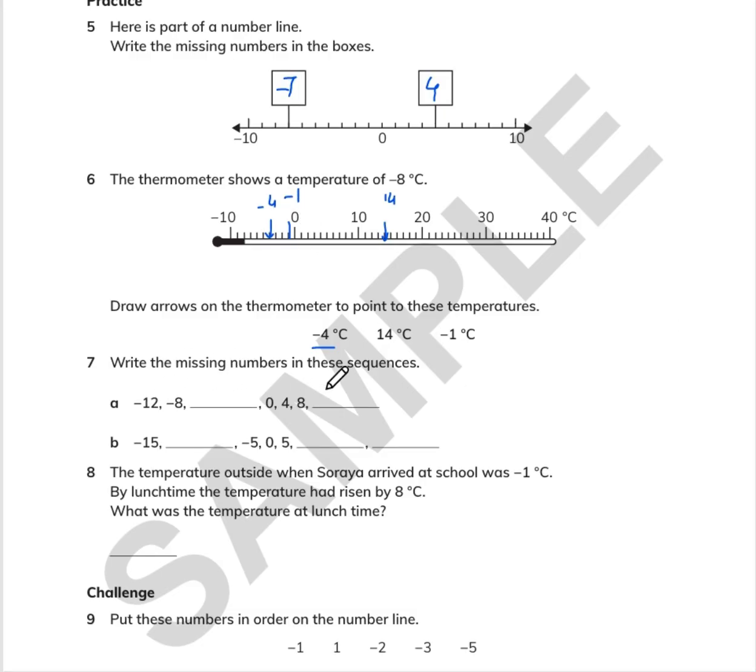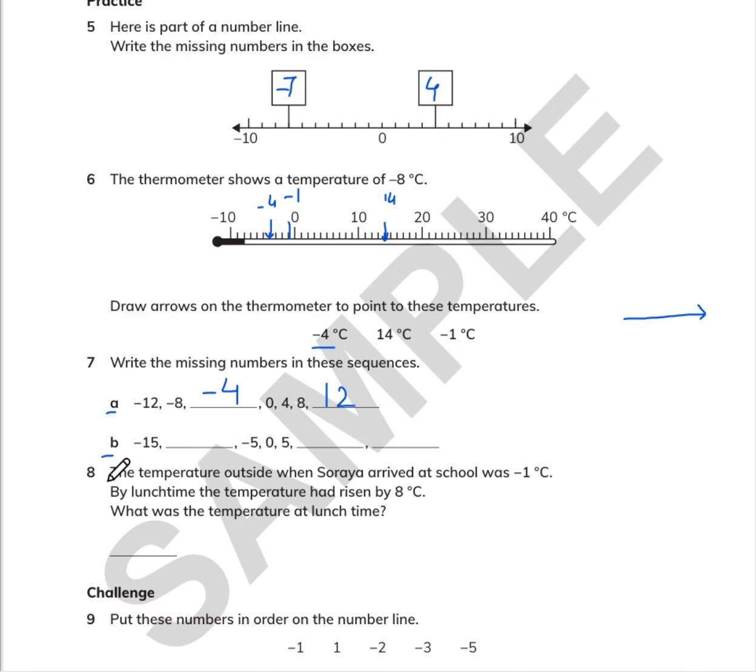Question number 7: write the missing numbers in these sequences. Two sequences, A and B, are given to us. In A we have minus 12, minus 8, a blank, 0, 4, 8. The numbers are increasing: from 0 it is 4, then 8. When we move to the right on the number line, the value increases. So after minus 12 and minus 8, this will be minus 4 according to the sequence. We are adding 4 every time. The term-to-term rule of this sequence is to add 4 every time. So minus 4, 0, 4, 8, and 12.